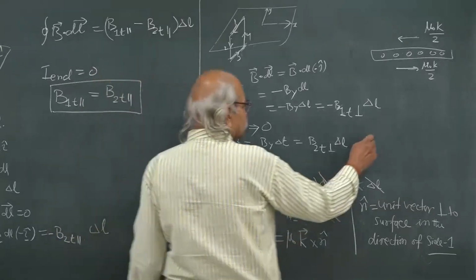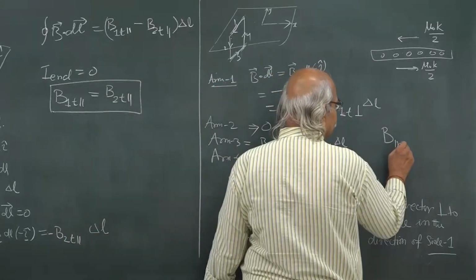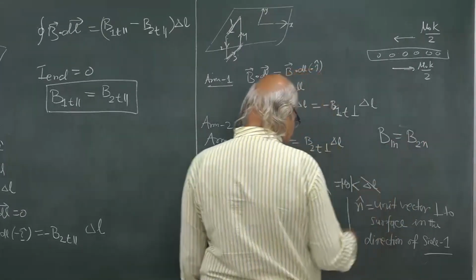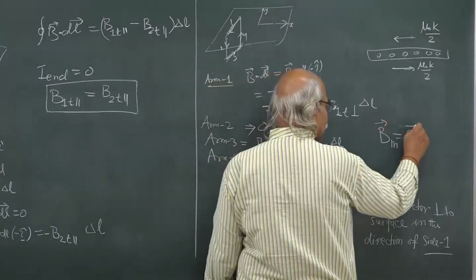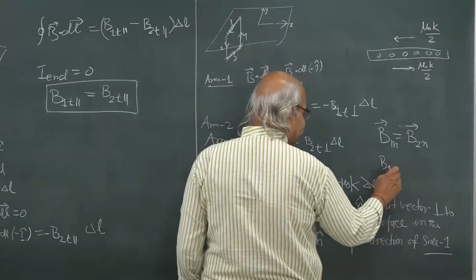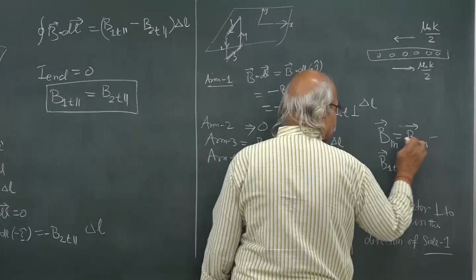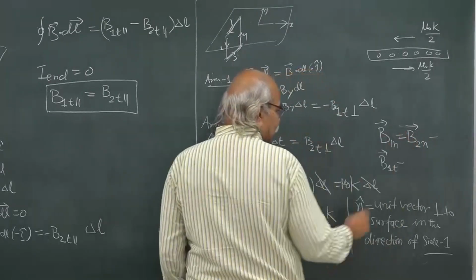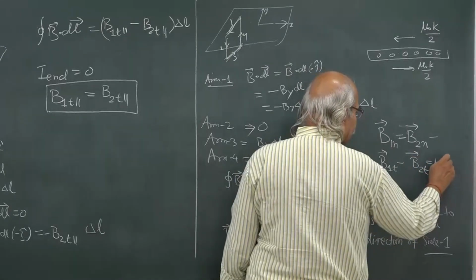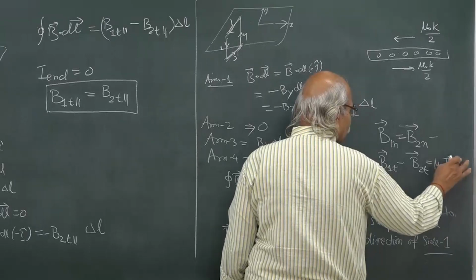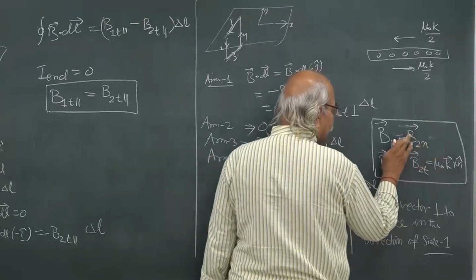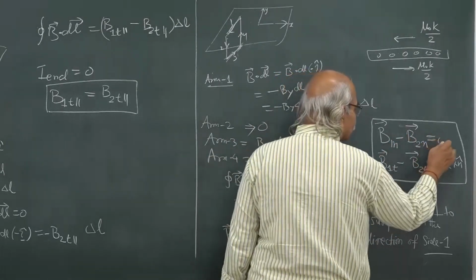So, for the normal component we had B1n equal to B2n, and for the tangential component, you can put a vector also in that normal direction. For the tangential component you have B1t minus B2t, and that is equal to mu naught K cross n. And you can also combine this. Let me put minus here and equal to 0 here.